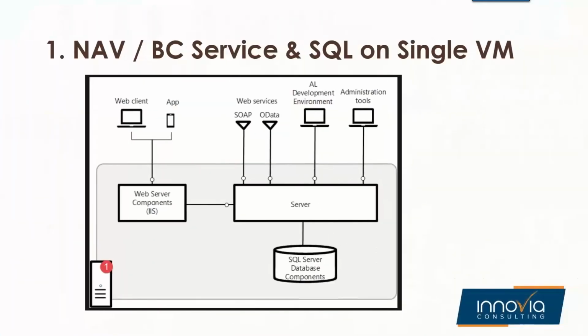So here's what the topology looks like for the NAV and Business Central service. Let's see if I got my pointer here. I don't see the pointer. So for the NAV and Business Central service, you would have it all on one server. Okay, so you have your SQL Server database and its components, your NAV server, and then your web server components for the client, and everything would be connected to one server.